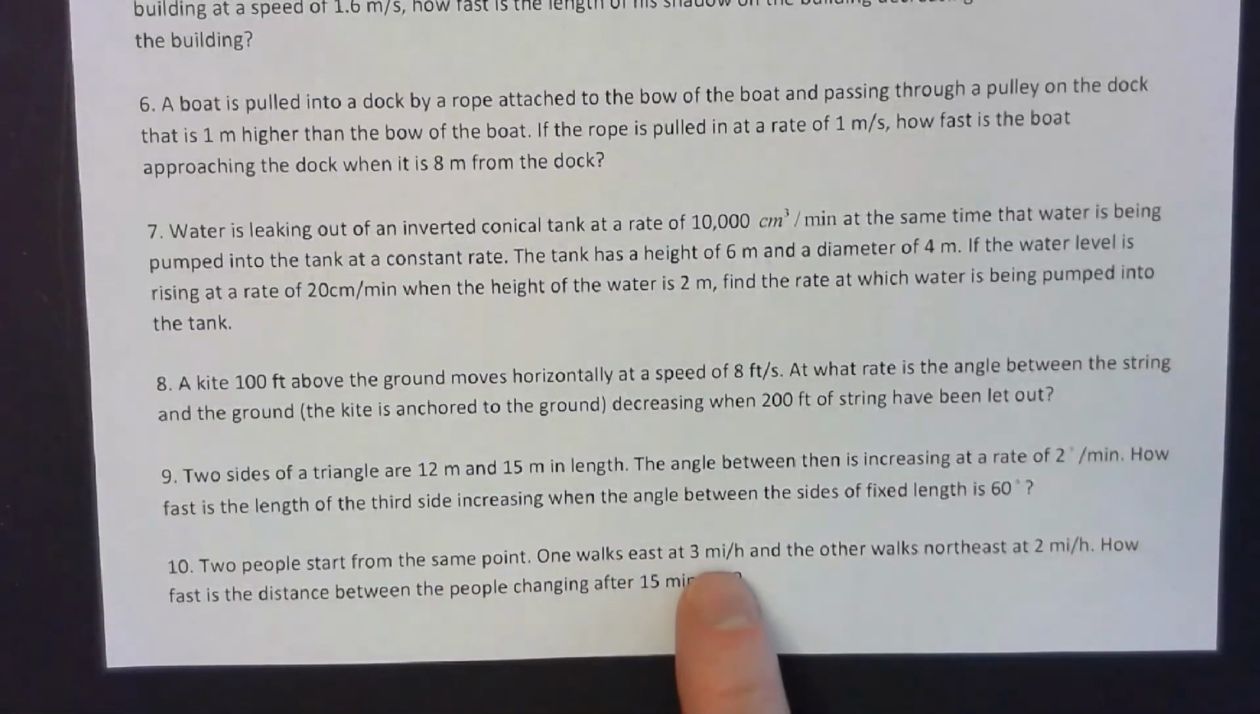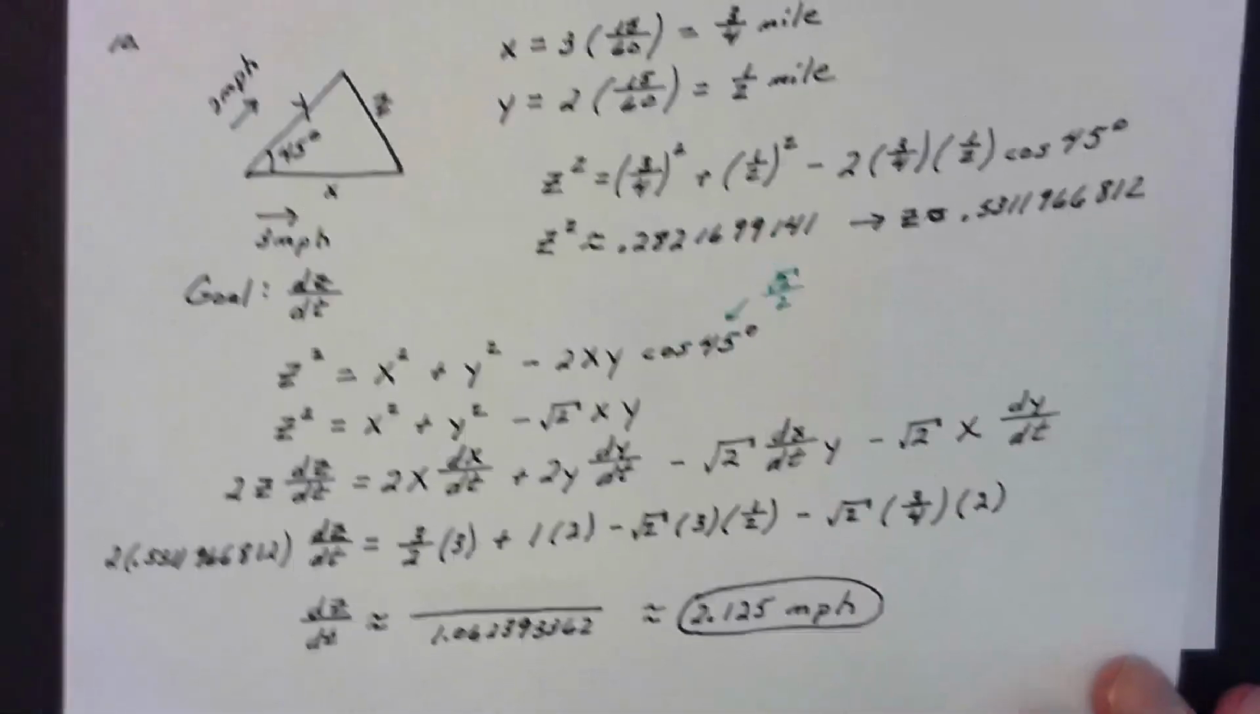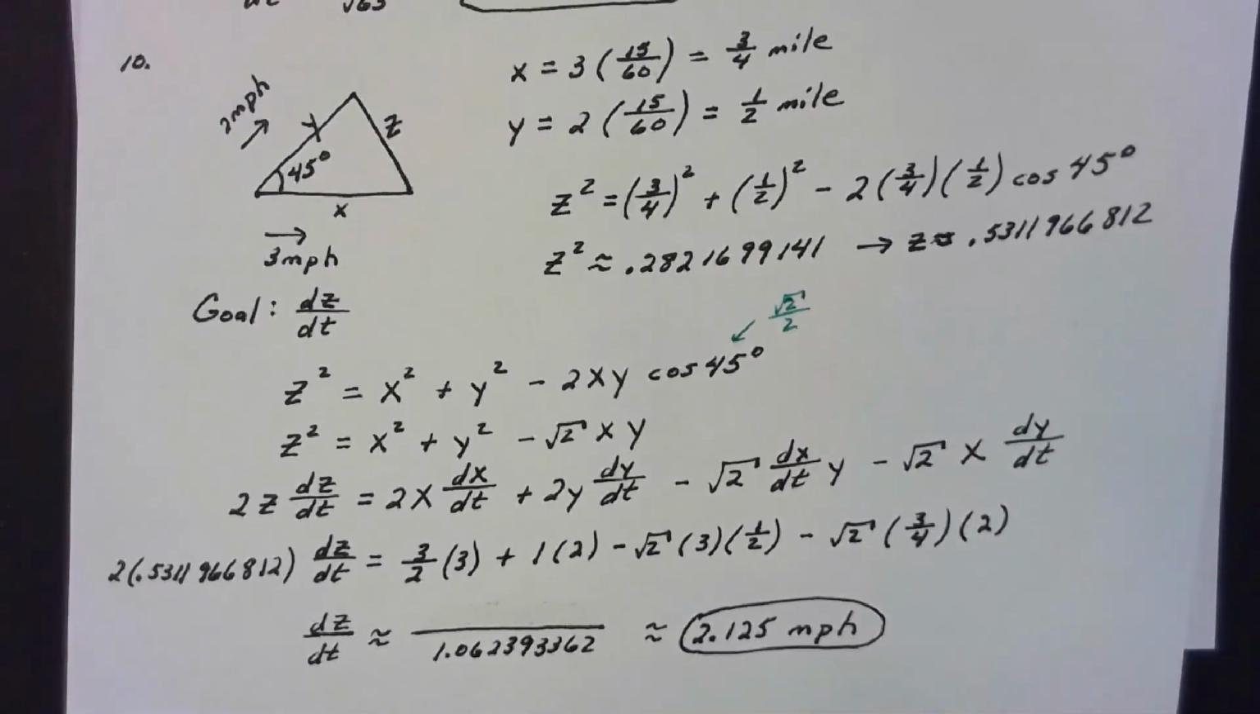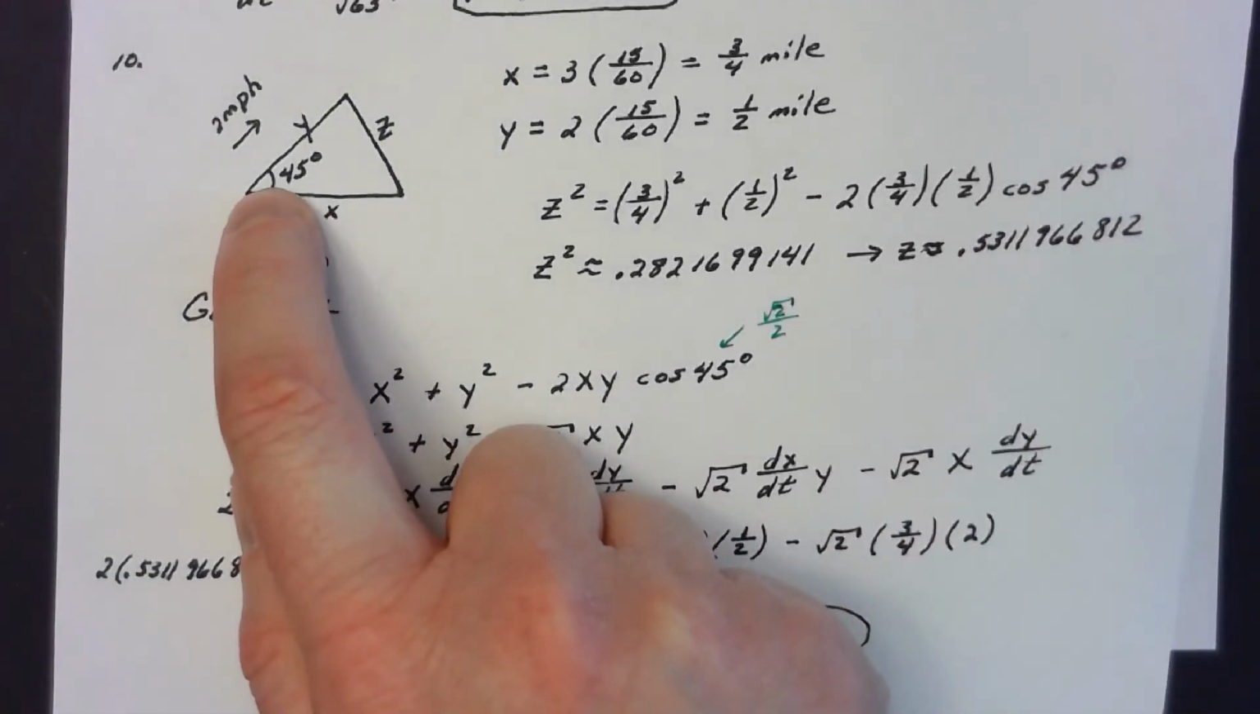One walks east at 3 miles per hour. The other walks northeast at 2 miles per hour. How fast is the distance between the people changing after 15 minutes? Okay, so my solution to that, I drew out my little diagram, and it's not a very fancy diagram this time. Two people leave from the same point.